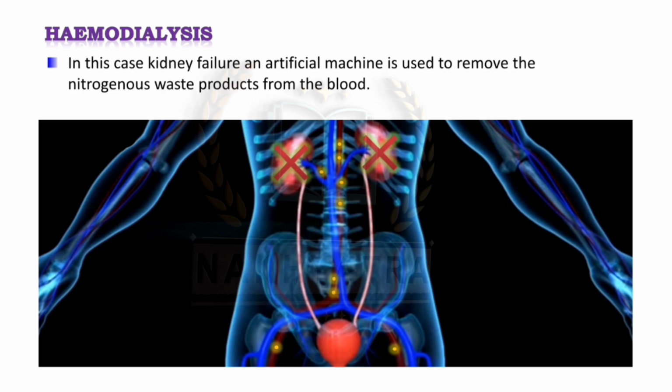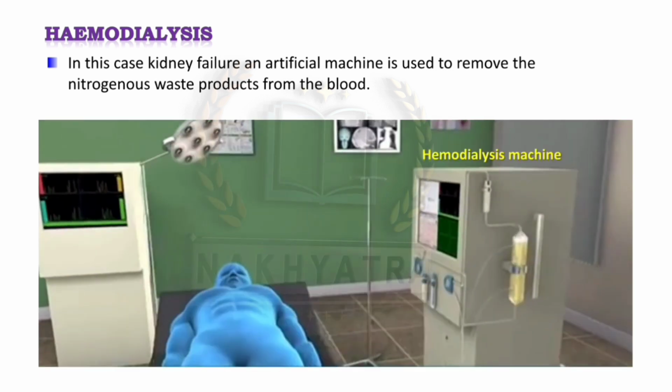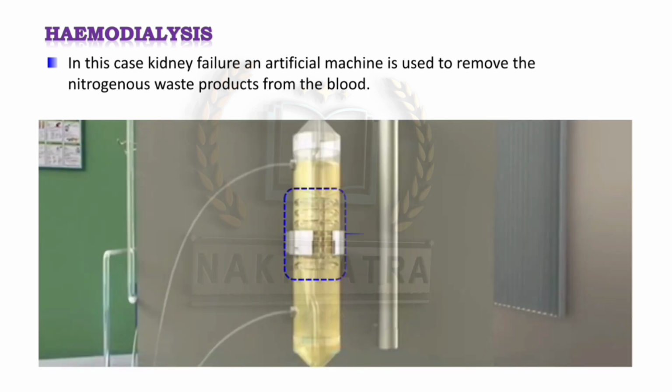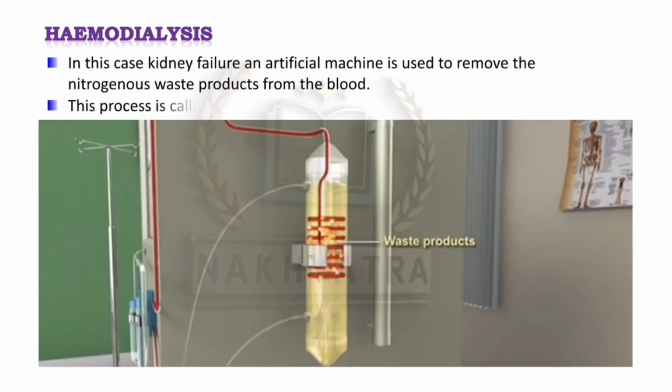In case of kidney failure, an artificial machine is used to remove the nitrogenous waste products from the blood. That machine is called the hemodialysis machine. This portion is called the hemodialyzer, where the filtering takes place. As you can see here, blood is purified in the hemodialyzer.